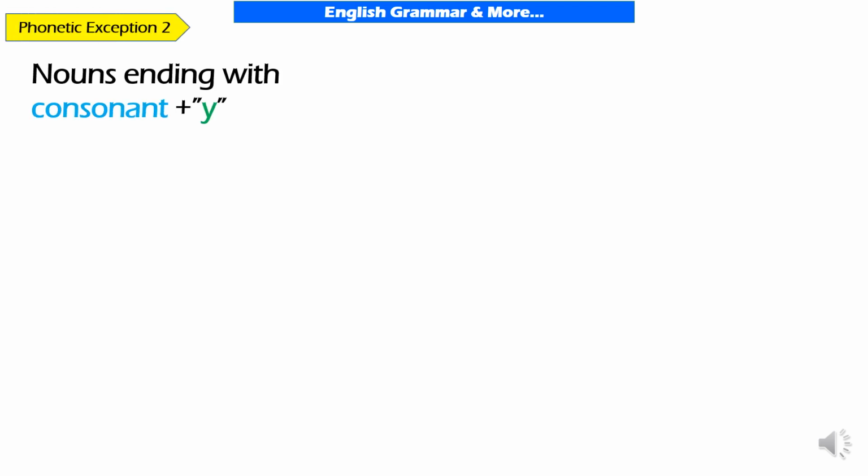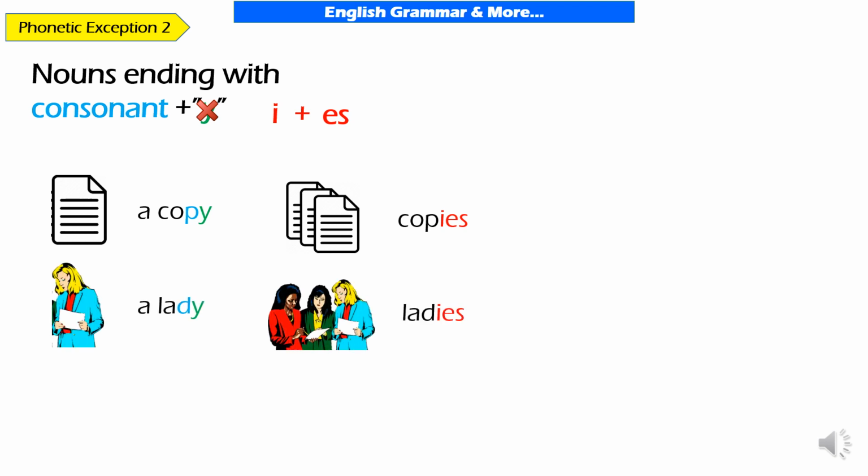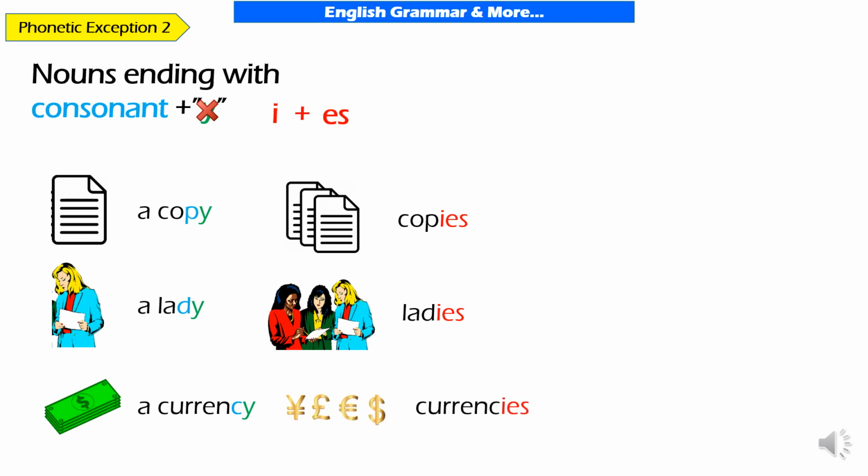We need to pay attention to the nouns that end with the letter Y preceded by a consonant. Because whenever we pluralize such nouns, the letter Y changes into I, and then we add ES to the end of the noun. For example, a copy, copies. A lady, ladies. A currency, currencies.